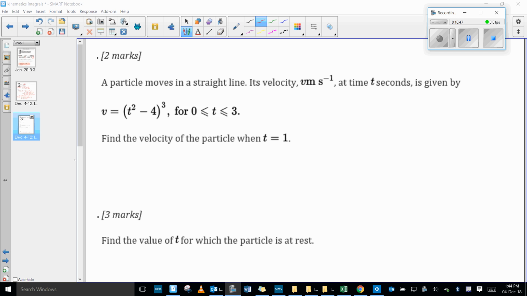Okay, what does this expression give us? Velocity. What do they ask us? Never mind, you don't do either. So what do we do? All we do is put the 1 into the equation.